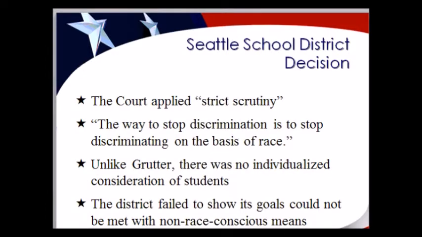In the Seattle School District decision, the court applied strict scrutiny to this case. And they said the only way to stop discrimination is to stop discriminating on the basis of race. The district failed to show its goals could not be met with non-race-conscious means, and it was not allowed to continue this practice.